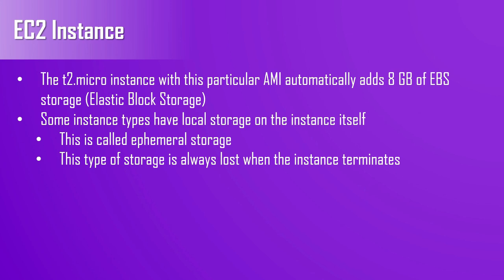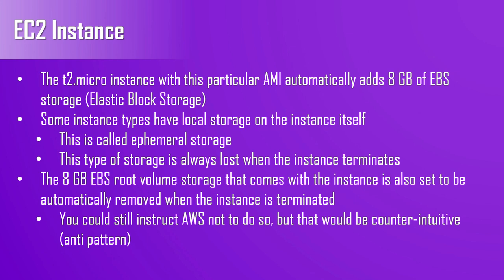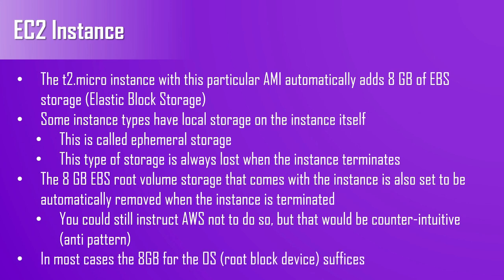With our T2 micro we don't have this type of local storage, but you will see other instance types have this ephemeral storage. The 8 GB EBS root volume that comes with the instance is also set to be automatically removed when the instance is terminated. However, you could still instruct AWS not to do so, because it's still permanent storage, but that would be counterintuitive. In most cases, the 8 GB for the operating system, the root block device, suffices.